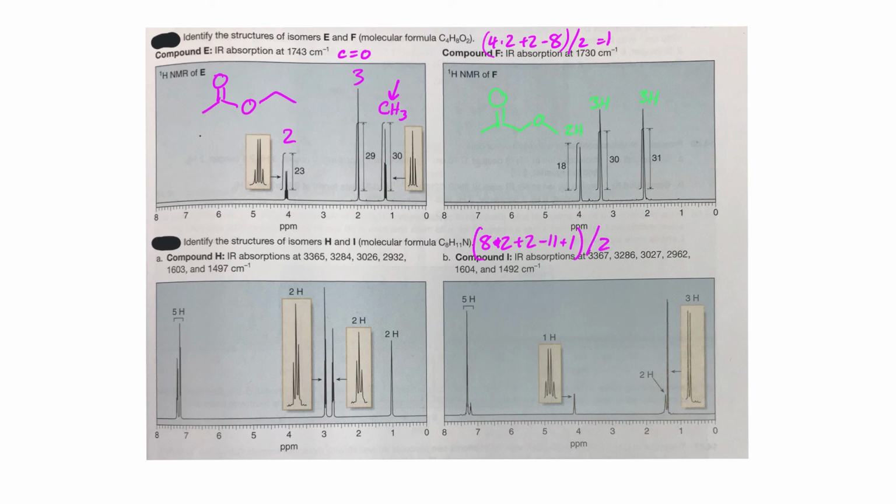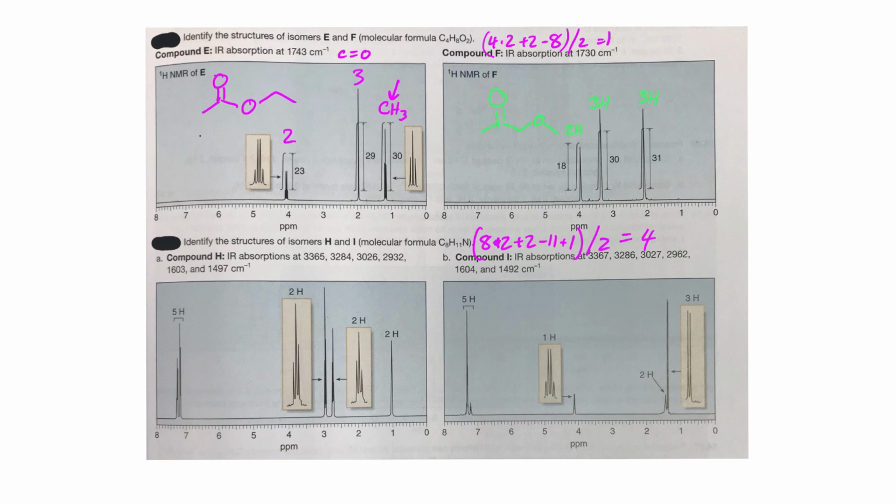Again, divide everything by 2, and we get 16 plus 2 is 18, minus 11 is 7, plus 1 is 8, divided by 2 is 4. So we have an HDI value of 4, and that's a pretty good indication that we have an aromatic ring. It's not 100%, but it's a pretty good indication that we have an aromatic ring.